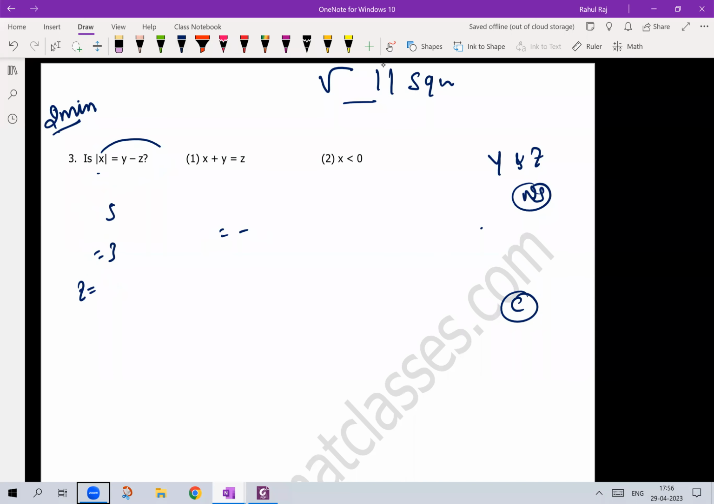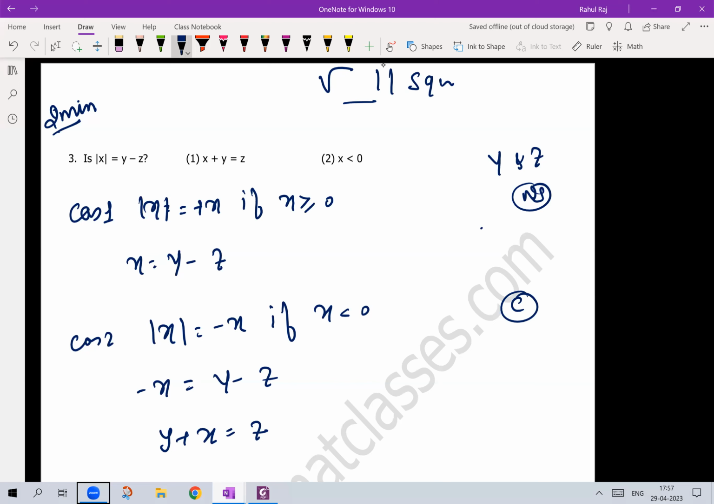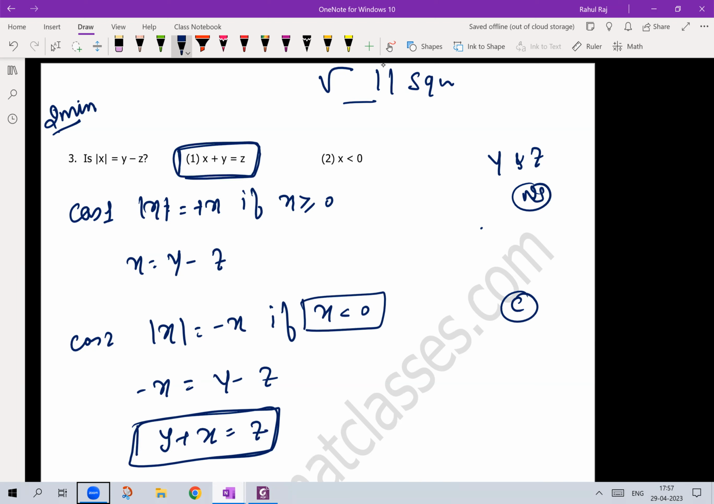There are 3 different variables over here. If at all you want to approach in the conservative way, you can take 2 cases over here. Case 1: mod x is equal to positive x if x is greater than or equal to 0. That is, x is equal to y minus z. Case 2: mod x is equal to negative x if x is less than 0. That is, negative x is equal to y minus z. That is nothing but y plus x is equal to z. Now y plus x is equal to z is possible when x is less than 0.